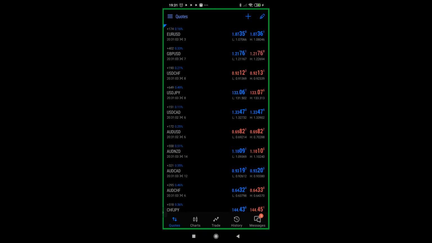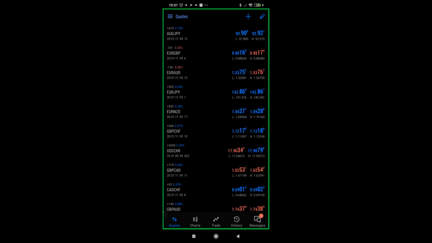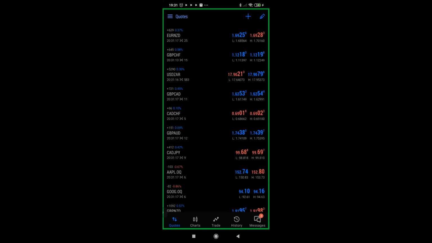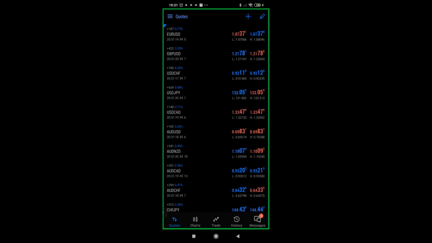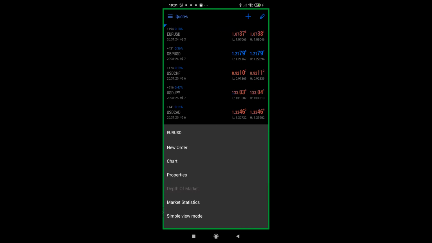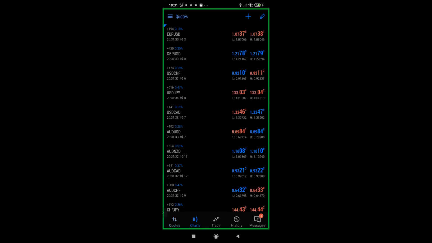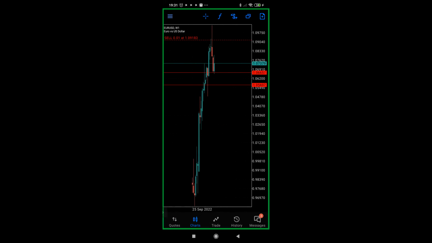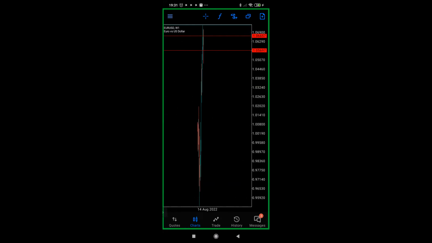And how do you now go to the chart? You can also do analysis on your phone as well. So let's say I want to go to the chart of GBP NZD or Euro USD, at the very top. I just tap on the currency pair for like 1 second. When I tap on it for 1 second, I'll see some options. I'll see charts. When I click on charts, as you can see, it will show me exactly what is going on here.